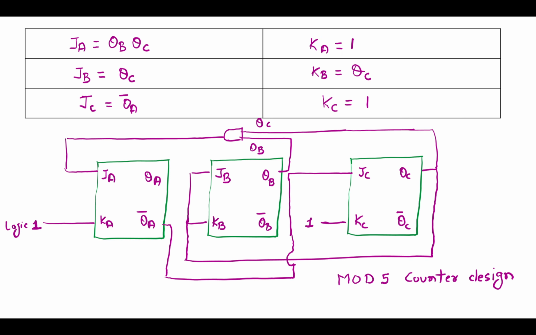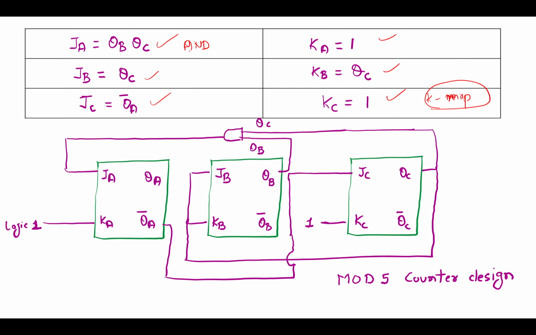Now we are going to implement the logic diagram. We have got all these expressions from the K-map, and that is the optimized result. So here you just see carefully, this JA value is QB QC. That means this function is implemented by an AND gate.